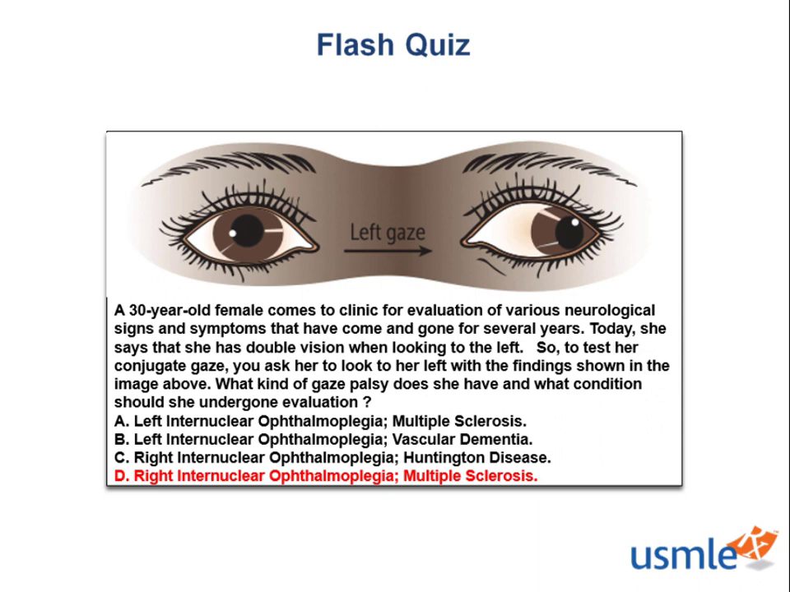She has double vision on leftward gaze because her right INO does not allow her right eye to adduct. So this patient likely has demyelination of her right medial longitudinal fasciculus. Let me show you more about this on the next slide.